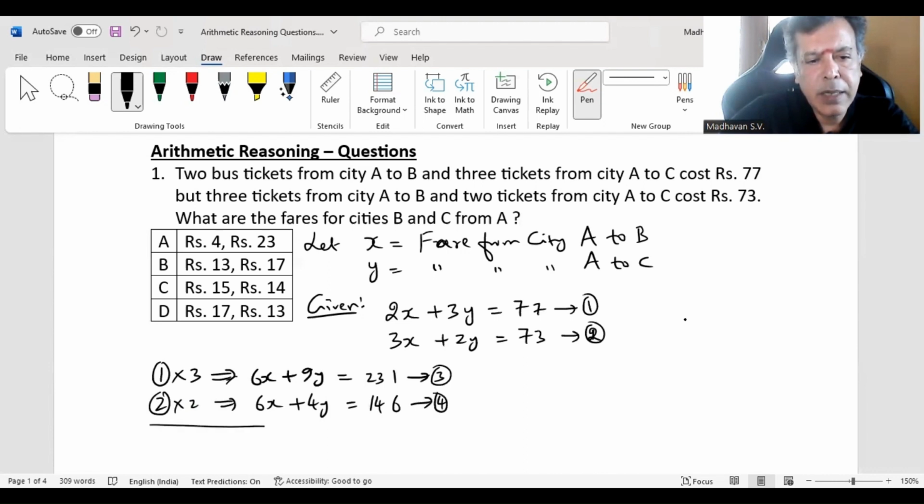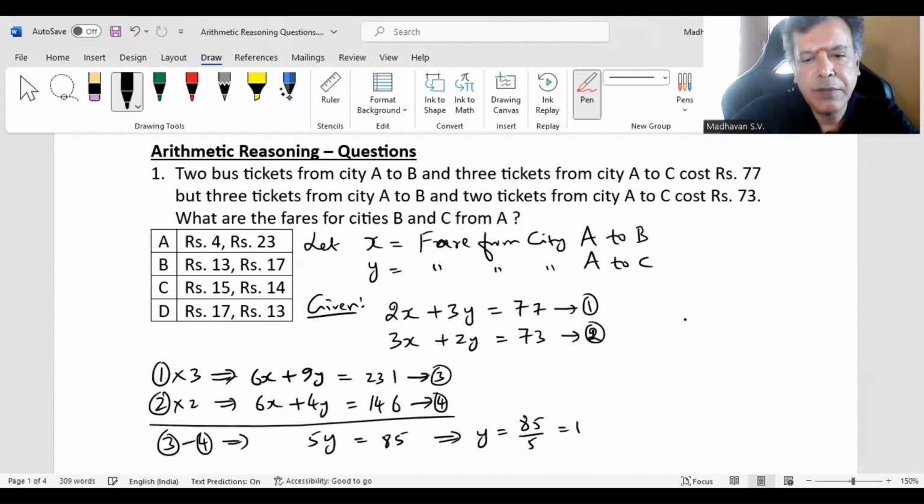Now let us subtract the third and fourth equation. By doing that, x will be eliminated. 6x gets cancelled with 6x. This will be 5y, which means 85, so our y is 85 by 5. 5 ones are 5, 5 17s are 85. I will write it as rupees 17.